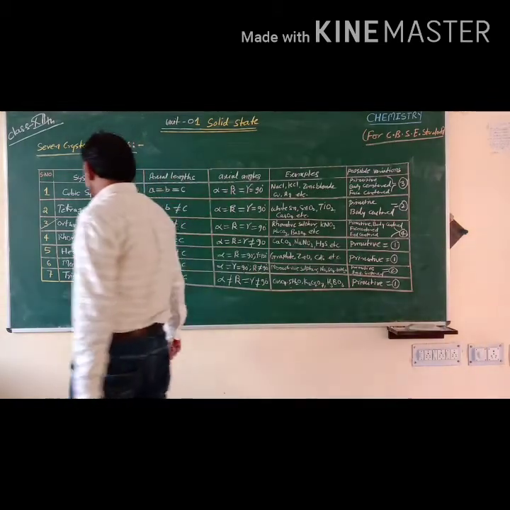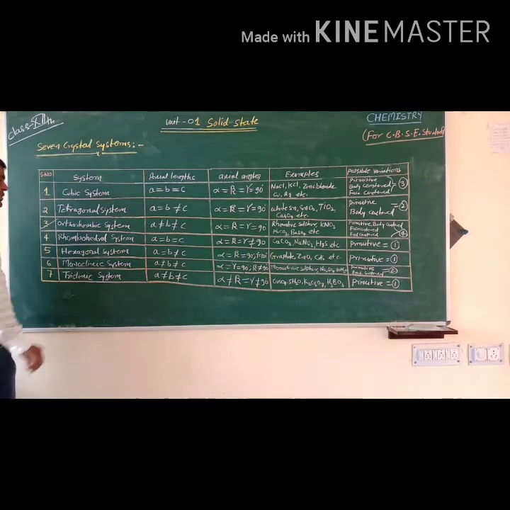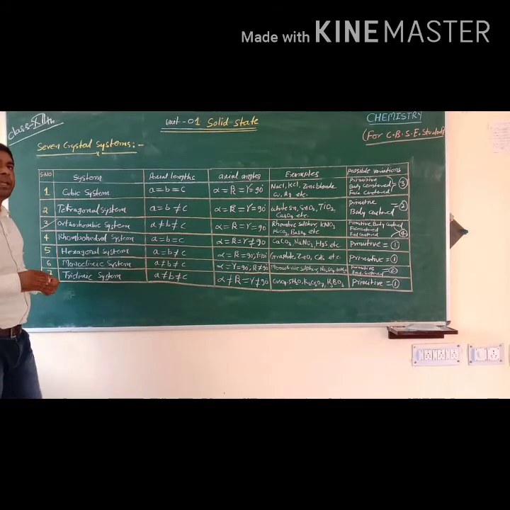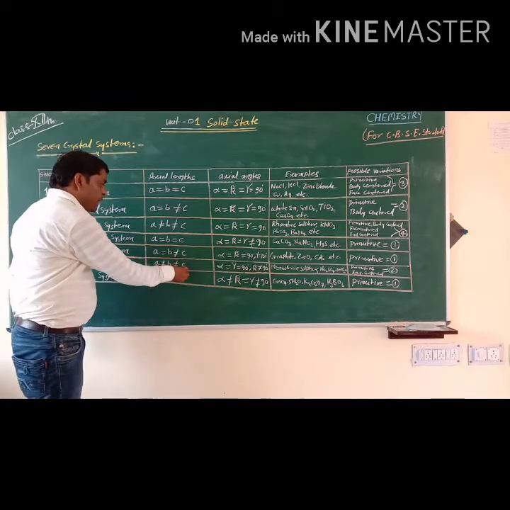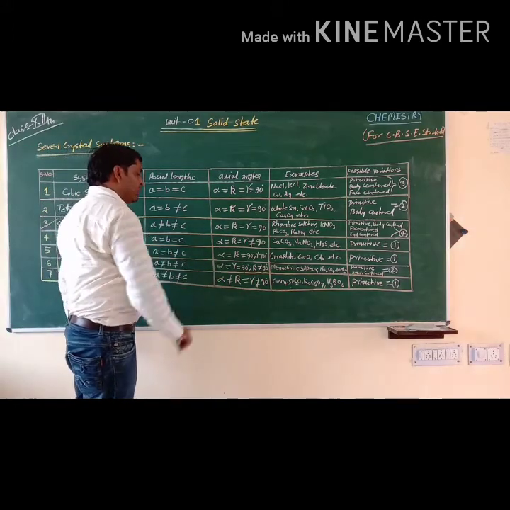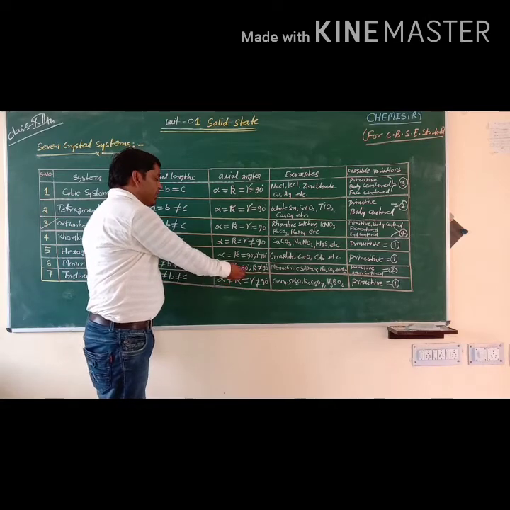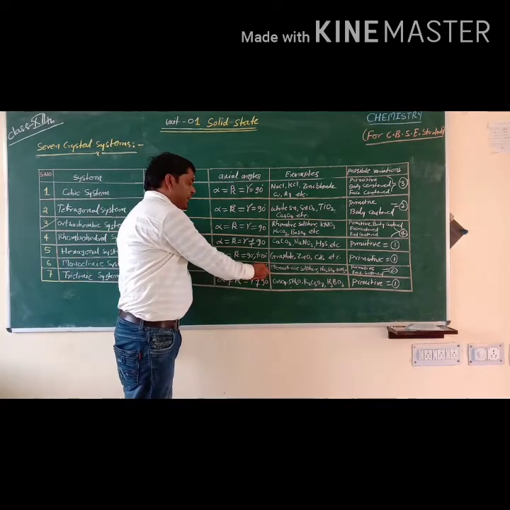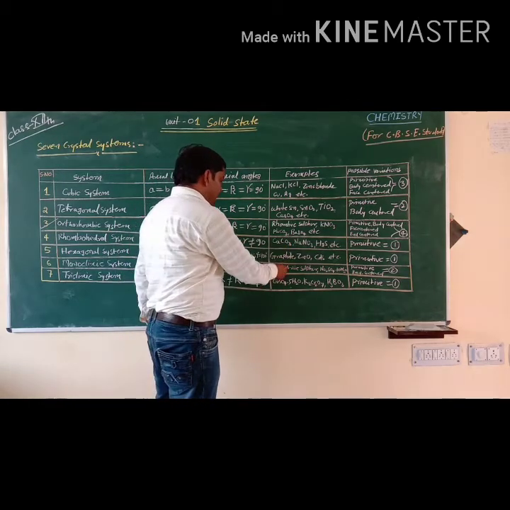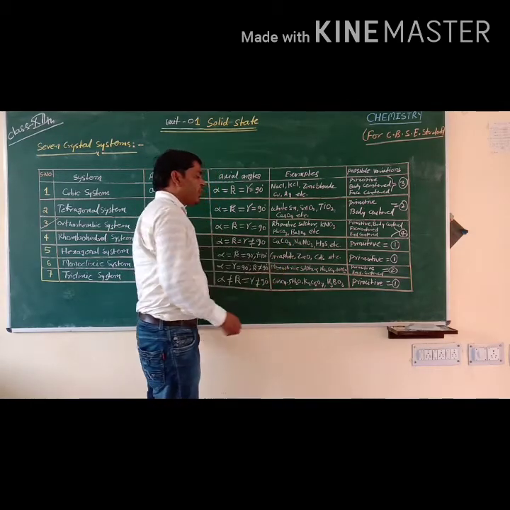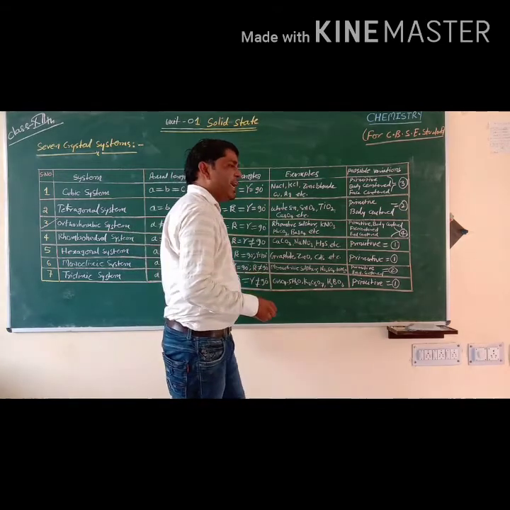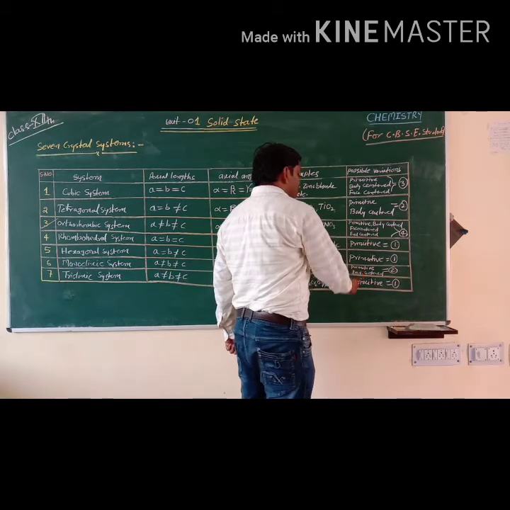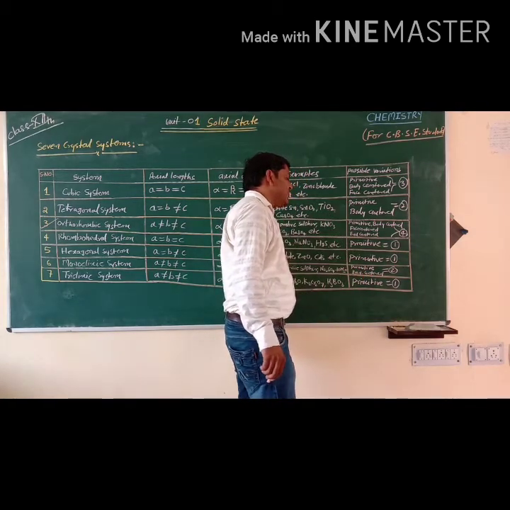Okay, next crystal system is the monoclinic system. In this system, axial lengths A not equal to B, B not equal to C, bond angles alpha equal to gamma and both equal to 90 degrees, but the beta angle is not equal to 90 degrees. Okay, examples of this system are monoclinic sulfur, sodium sulfate, etc. Possible variations are two in this system: primitive and end-centered.